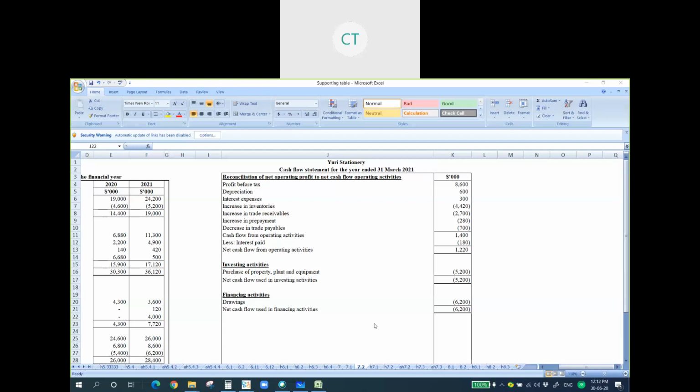All right, after that, we have to sum up your cash flow in your operating, investing, and financing. The net amount is a negative 10,180, right? So what is this? This is net decrease in cash. Net decrease in cash.